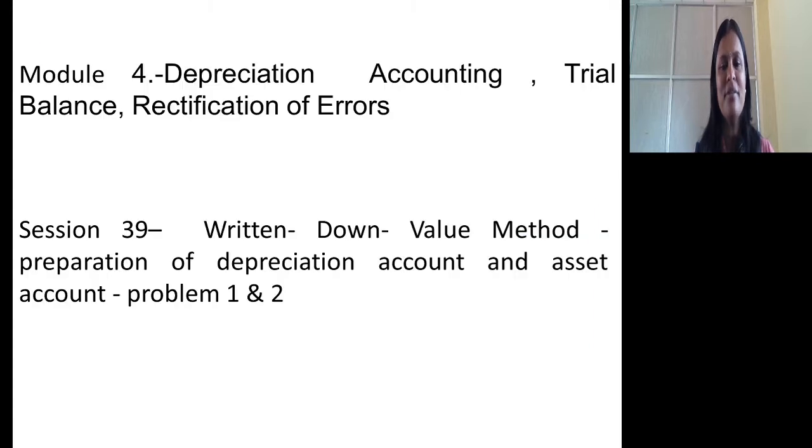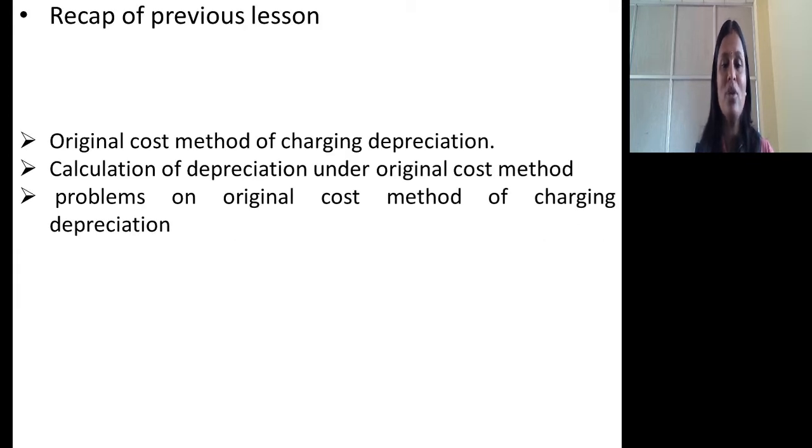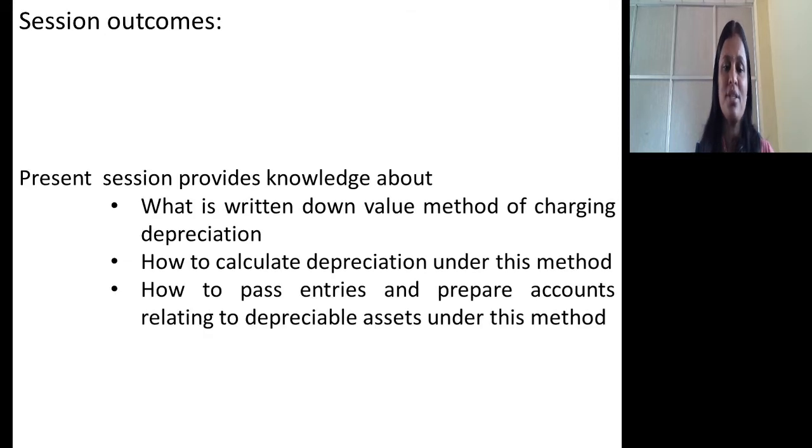In this session, we are concentrating on the second method of charging depreciation on an asset, that is nothing but the written down value method. We know that in the last session we discussed in detail the original cost method of charging depreciation, the calculation of depreciation under the original cost method, and even solved problems on it.